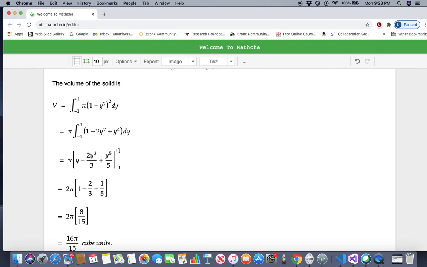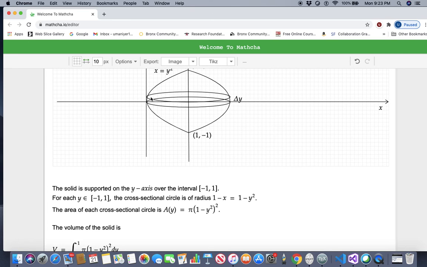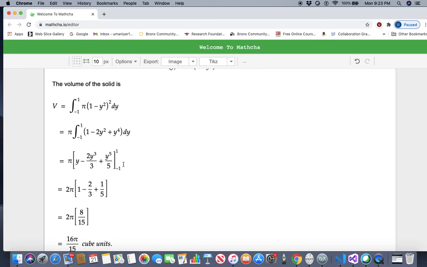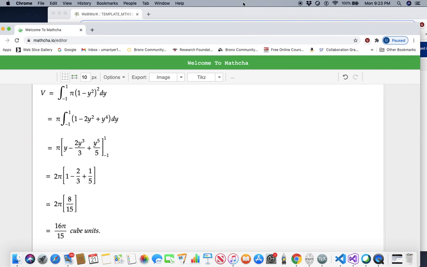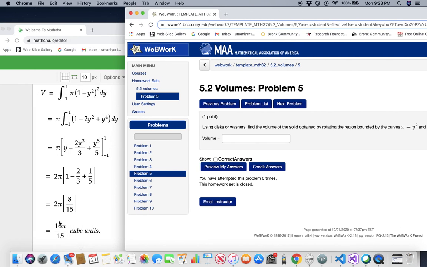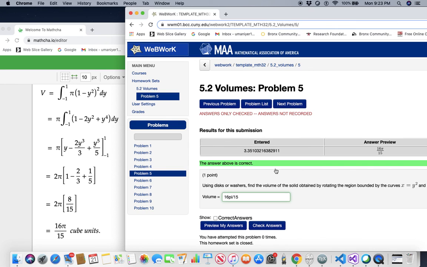If you notice, this is quite symmetric. The top is quite symmetric to the bottom, so I can simply take twice the integral from 0 to 1 if you like, or you actually substitute and check, and you get the answer 16 pi over 15 cubic units.